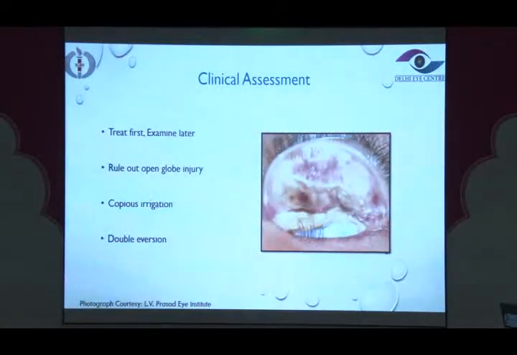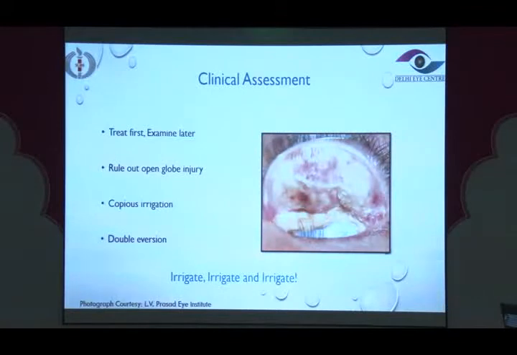The dictum here is treat first, examine later. We should not waste this precious time doing a detailed slit lamp examination because the contact time with the chemical is extremely important. So just rule out open globe injury and then take the patient up for copious amounts of irrigation. This can be any fluid, whatever you can easily find, whether it is Ringer's lactate, BSS, normal saline, or if nothing is available, even irrigating with water is better than not doing anything at all.